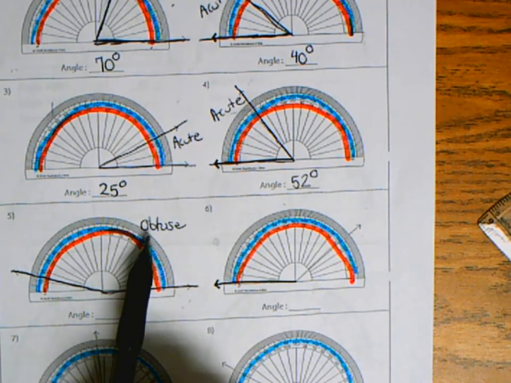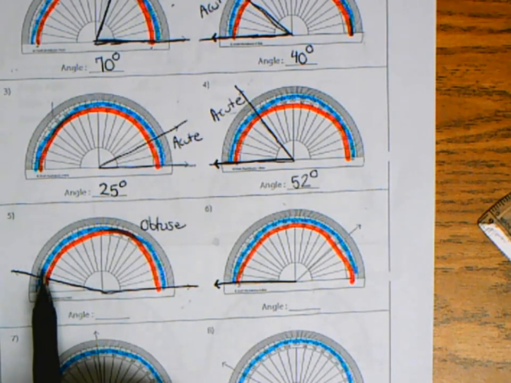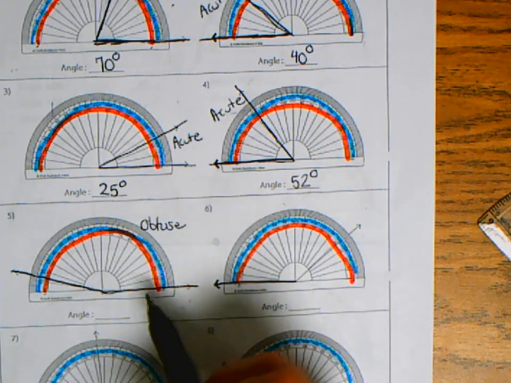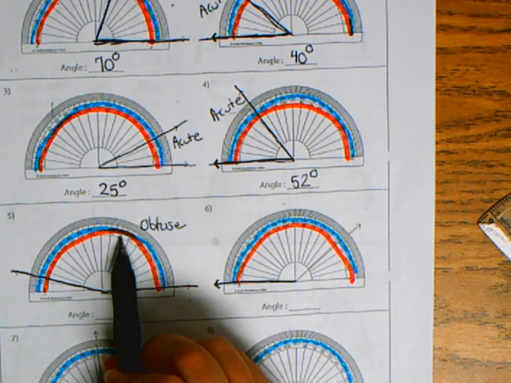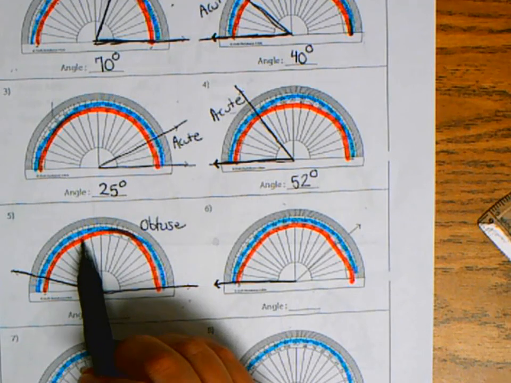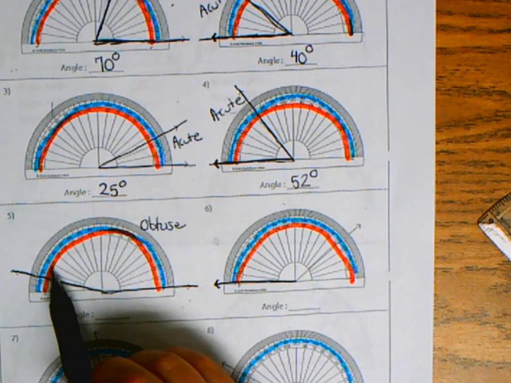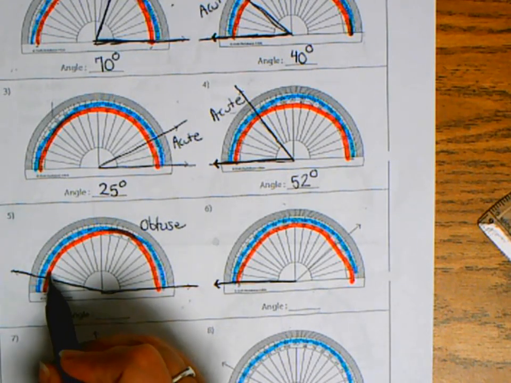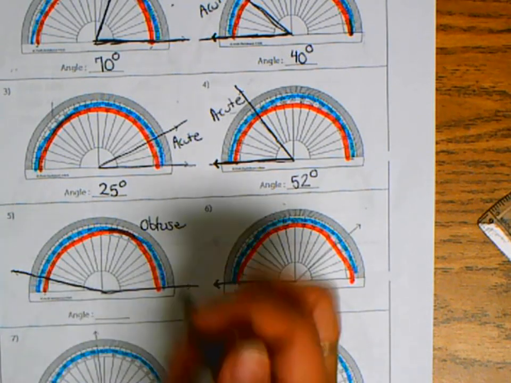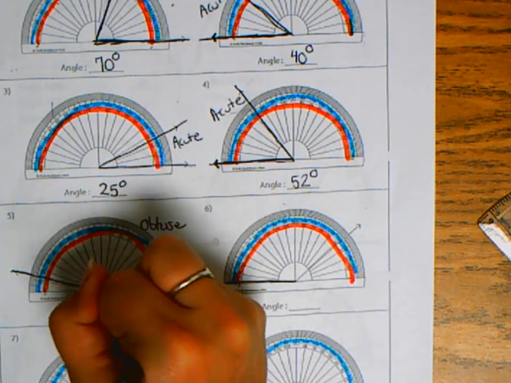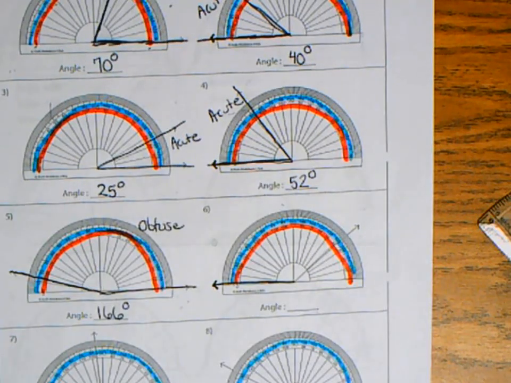Well, I know it's an obtuse angle, so it's not going to be 10 to 20 degrees, because it's going to be more than 90. So in this case, I'm going to use the red line, and then I'll start over here. That's 10, 20, 30, 40, 50, 60, 70, 80, 90, 100, 110, 120, 130, 140, 150, 160. And it's past the 165 mark. It's one past that. So that makes this angle 166 degrees.